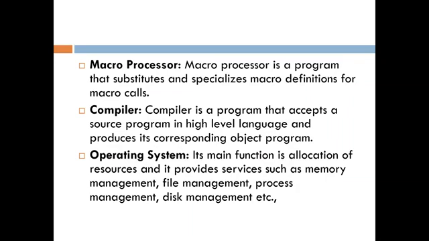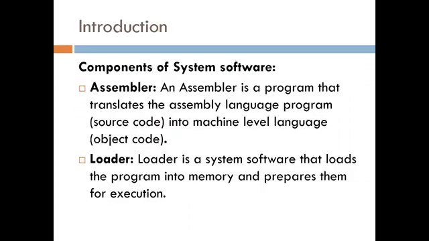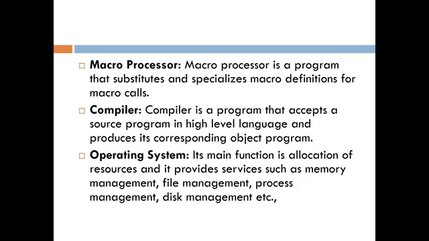Compiler we saw. Operating system, of course we know, is also one of the components of system programming. You know the work of the operating system: memory management, file management, process management, disk management. We have studied enough of all of that. So these are the 5 components. If it is a 2-mark question, just list them: assembler, loader, macroprocessor, compiler, operating system. Just listing is enough.